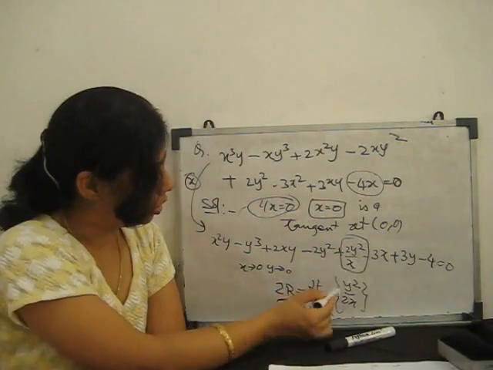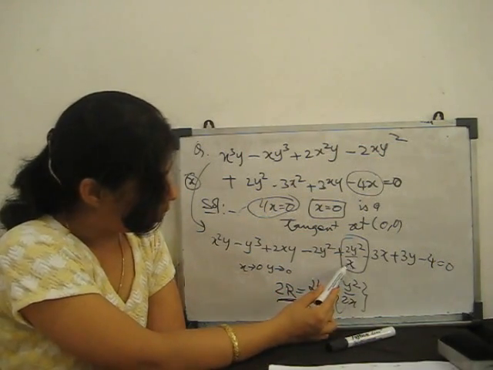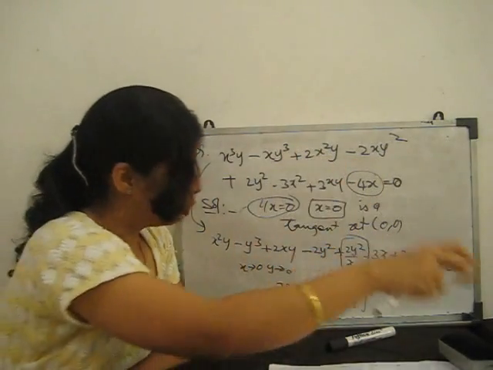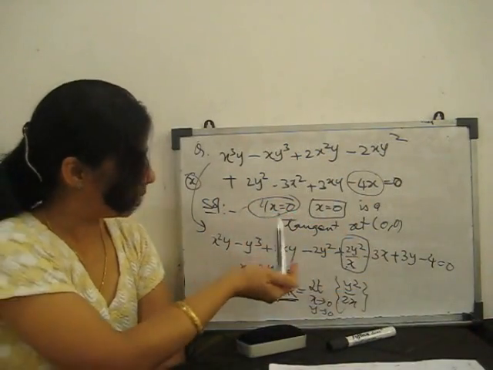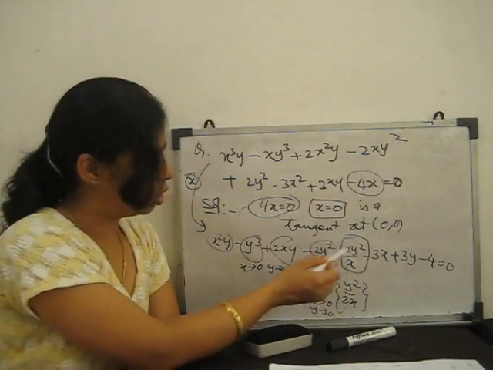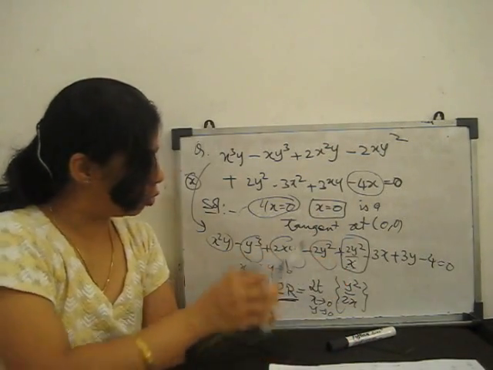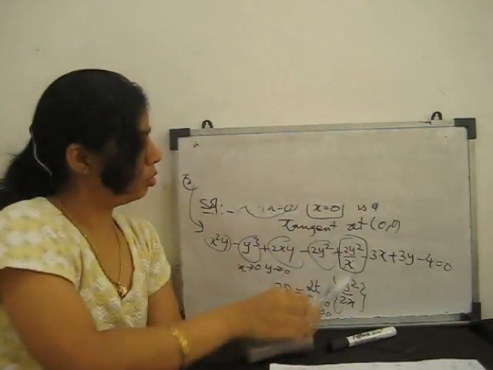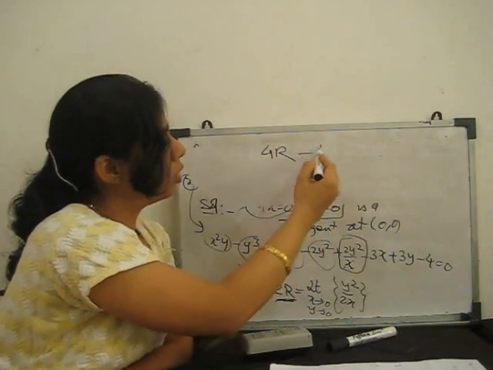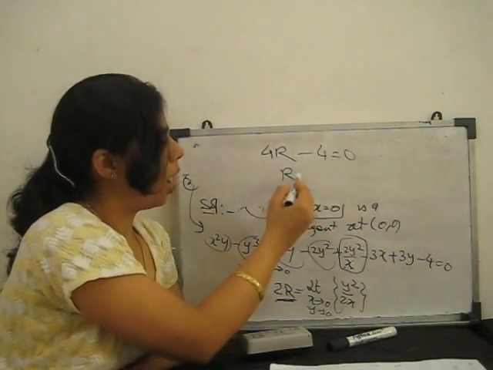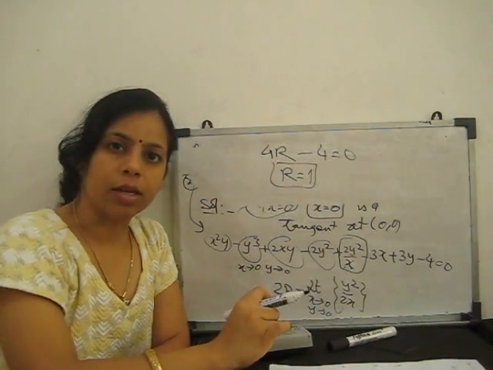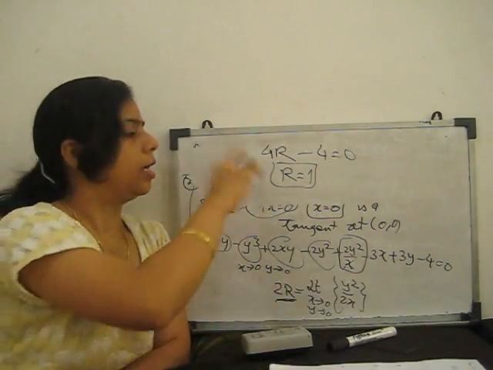So we substitute this value, 2r, here, and we will get the value of r. When we substitute 2r here, with x tends to 0 and y tends to 0, this becomes 0, this 0, this 0. There is 2r. 2 times 2r gives 4r minus 4 equal to 0. So r is equal to 1. So the radius of curvature for this given curve at the origin is 1.